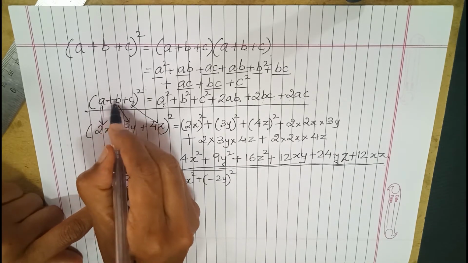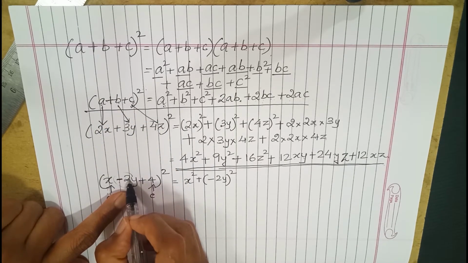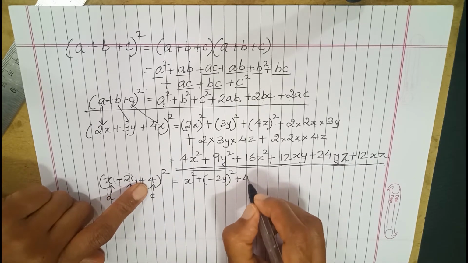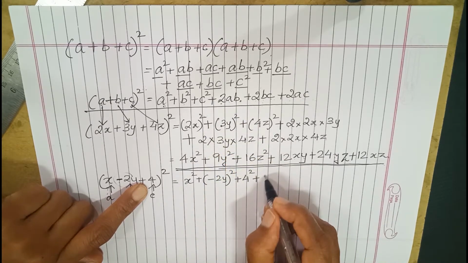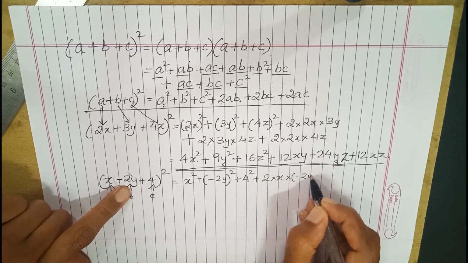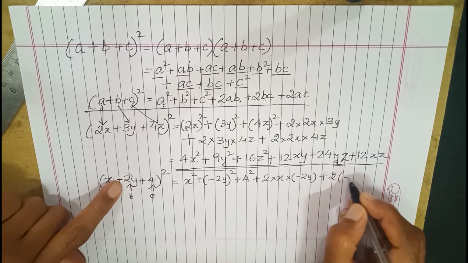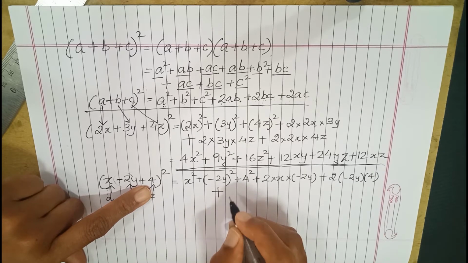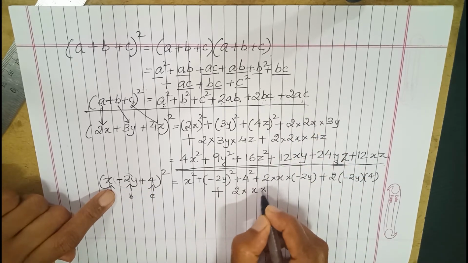Why? Because in this formula we have a plus here. We don't have a minus. So we have to take this minus along with the number. Then next is c square. C square is again 4 square. Next is 2ab. So 2 into a is x, into b, which is minus 2y. Next is 2bc. So 2 into b, b is minus 2y into c, which is 4, plus last one is 2ac. So 2 into x into 4.